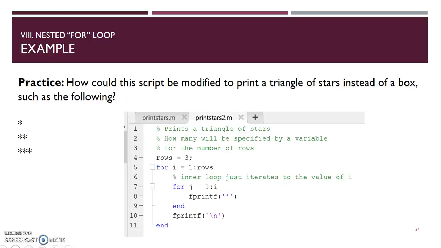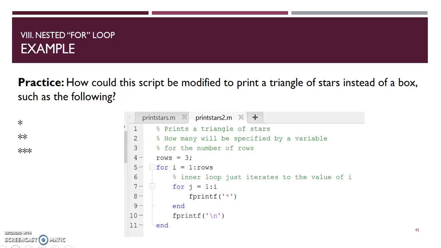It depends on i. So when i is 1, it means that when we are talking about the first row, the inner for loop is iterated only once. When i is 2, it means that when we are creating the second row, the inner for loop is iterated twice. Finally, when i is 3, it means that when we are considering the third row, the inner for loop prints 3 stars because it is repeated 3 times.